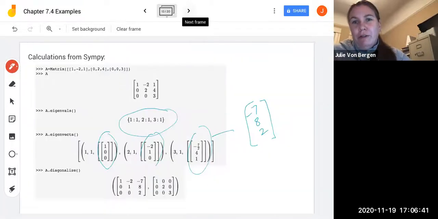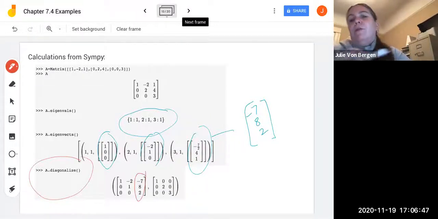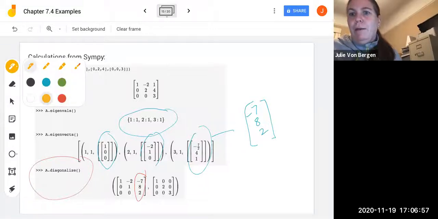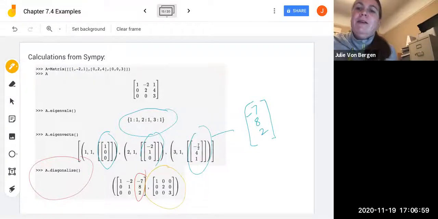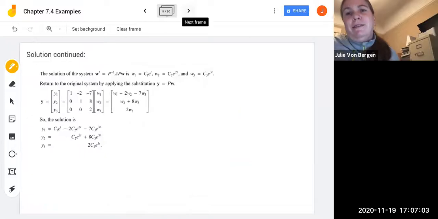So here are my calculations from SymPy, and you can see when I diagonalize, they actually end up with the same scalar multiple of our eigenvectors. So it works out just the same here. Sometimes you'll be off by a difference of a scalar multiple. It doesn't affect the final result, where you still get this same matrix with the eigenvalues on the diagonal. And here's the rest of our solution.